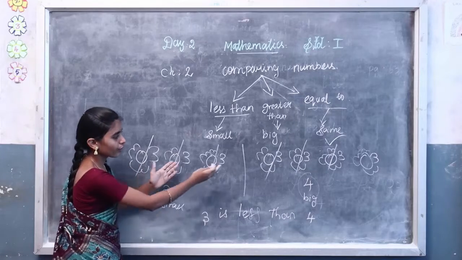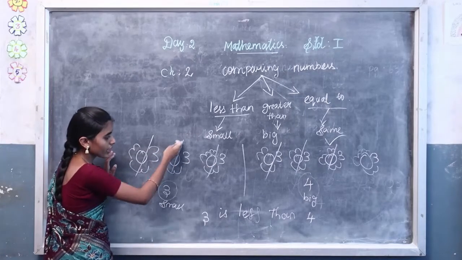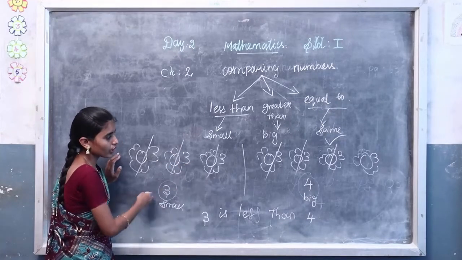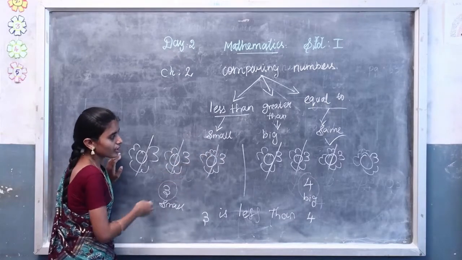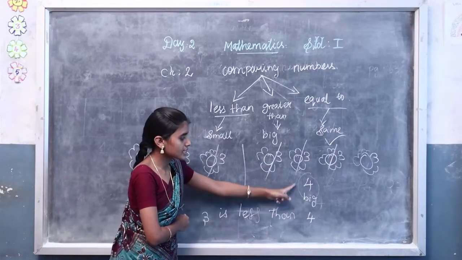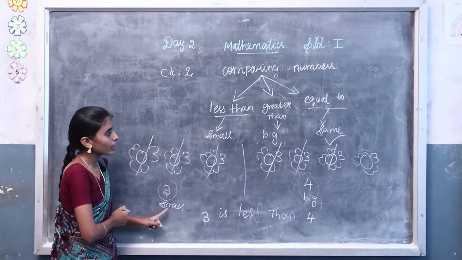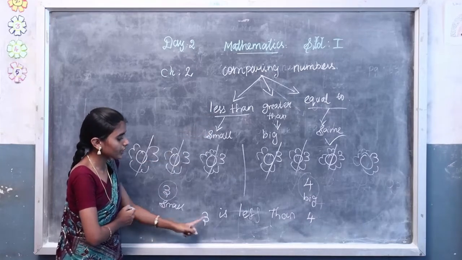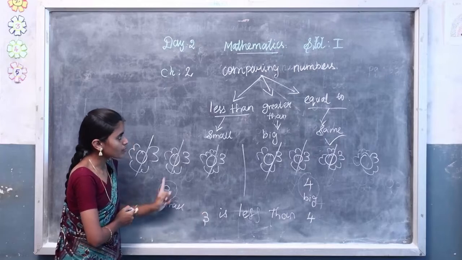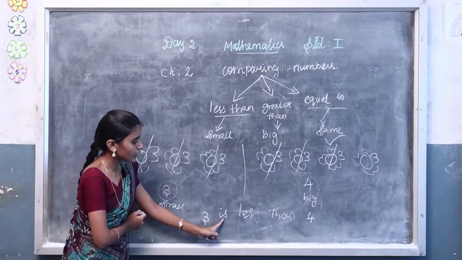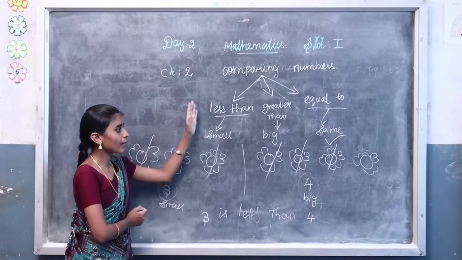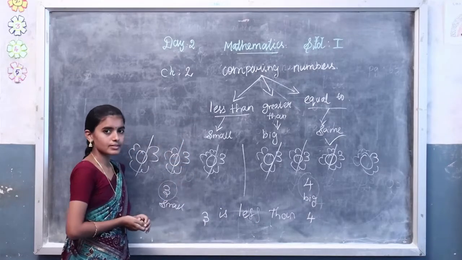So, 3 flowers here, 4 flowers there. We strike out the flowers one by one, here one flower is struck out and there also. And the second flower, we strike out the second flower also and the third flower also. Here there are no flowers and there is only one extra flower. So, this is the big number and this is the small number. We have to use the words less than to indicate the small number. So, we have to write 3 is less than number 4. So, this is how we write it: 3 is less than 4. This is comparing numbers for two numbers.